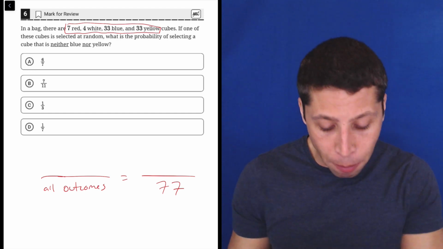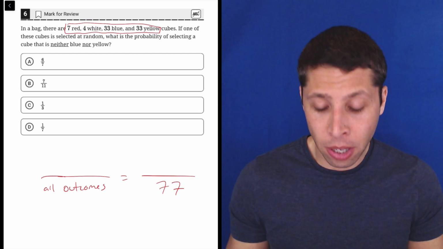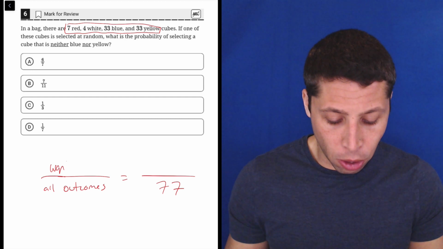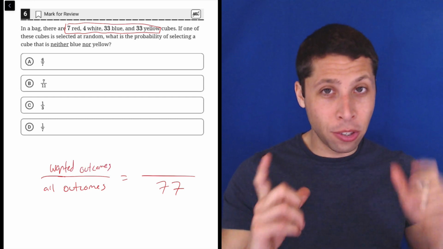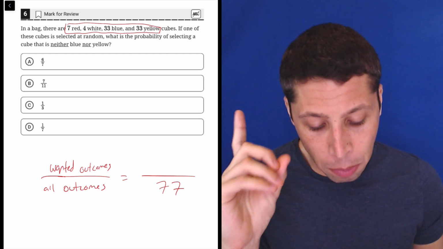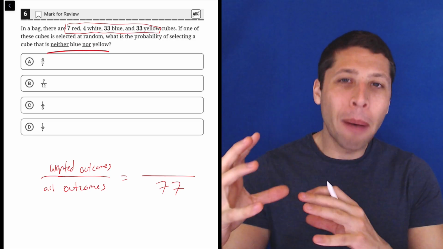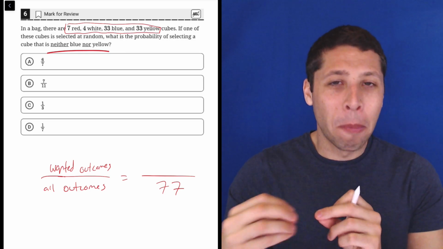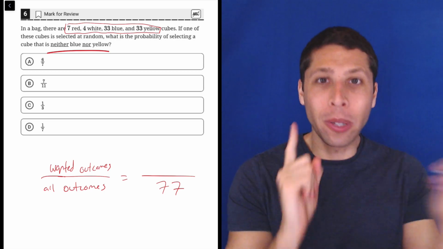Now though, for the top, we want what we care about. So we'll call that the wanted outcomes, right? What are the ones we want? Now this is tricky in this case because of the way they're phrasing it. They're saying, what is the probability of selecting a cube that is neither blue nor yellow? So the top is what we want, but the question is phrased as what we don't want. So we have to do a little switcheroo here.